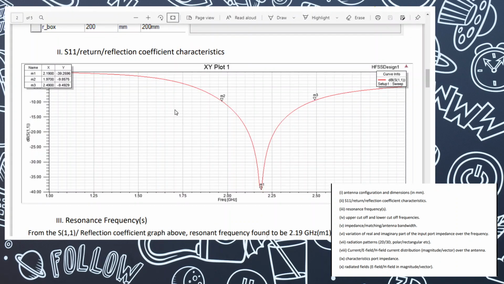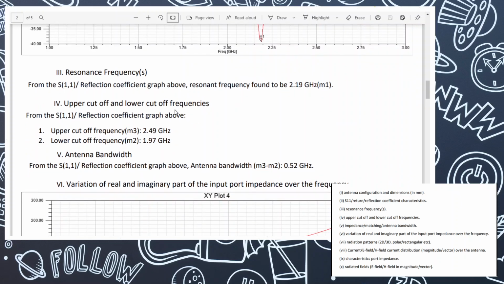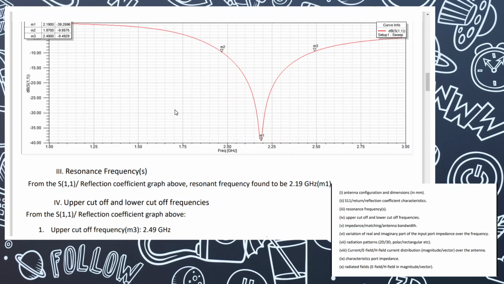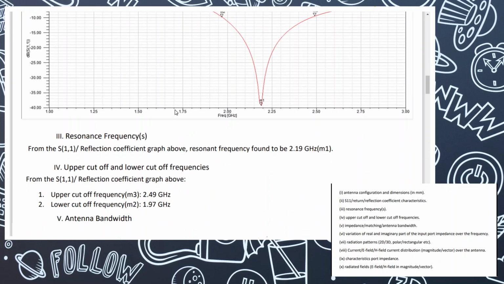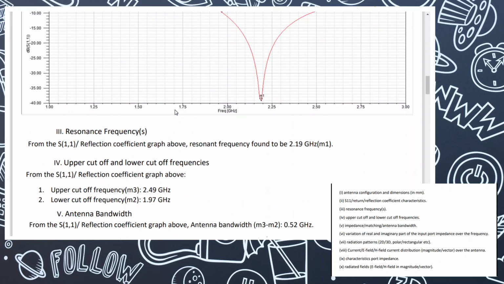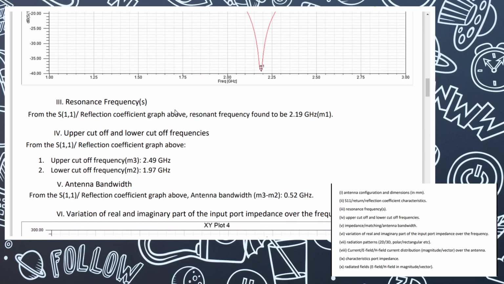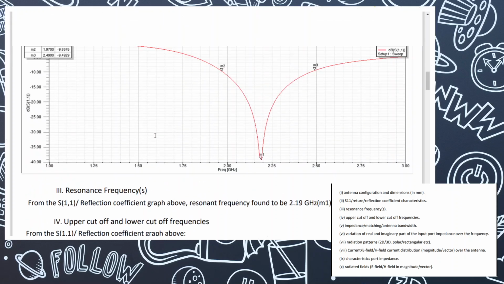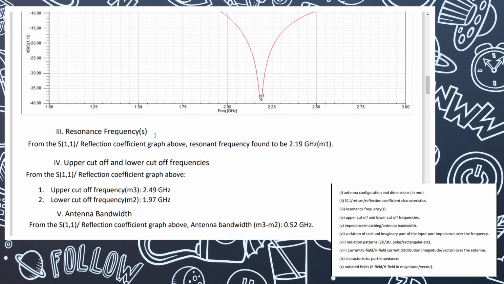So after viewing the resonance frequency from the above graph, we can calculate the upper and lower cutoff frequency from the graph. As you can see, I have shown two other markers, M2 and M3. M3 is the upper cutoff, M1 is the resonant frequency, and M2 is the lower cutoff. I have written the values according to the graph I have shown above. You can calculate your values from your graph.